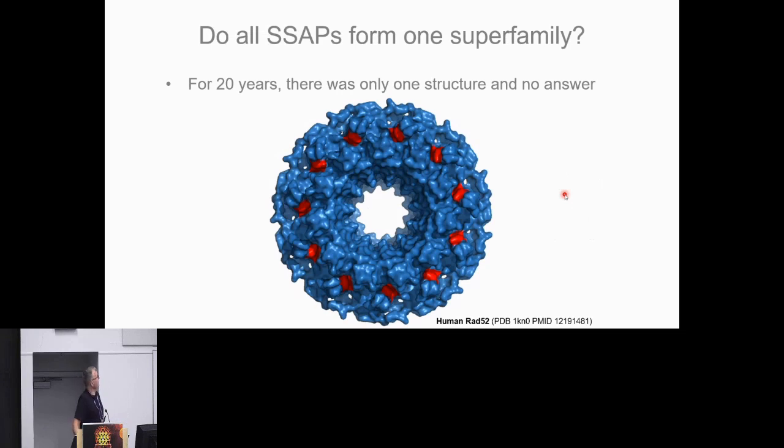So single-strand annealing proteins, this beauty over here was a structure that was resolved about 20 years ago, and for 20 years this was the only structure in that class of proteins. And I find it really super beautiful. If you see it in 3D and can fly around, it really looks like a spaceship, a donut. In red, you see the positions where the DNA is binding. So the single-stranded DNA winds around it kind of in a circle.